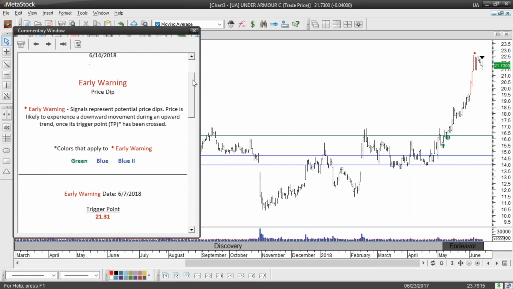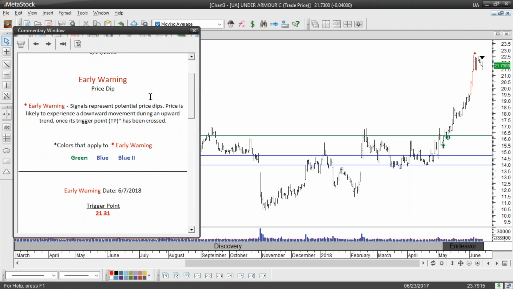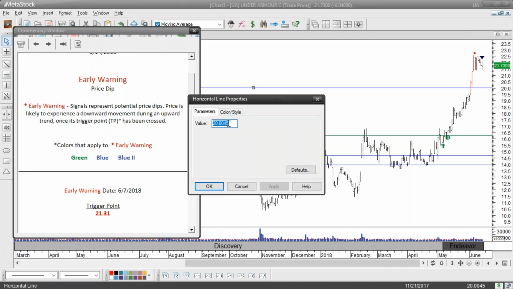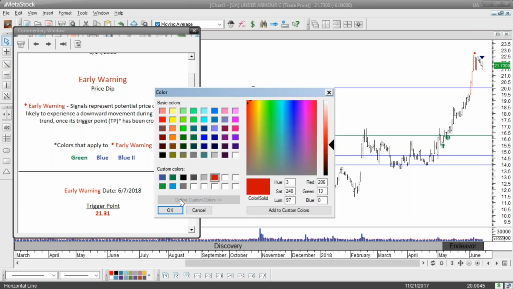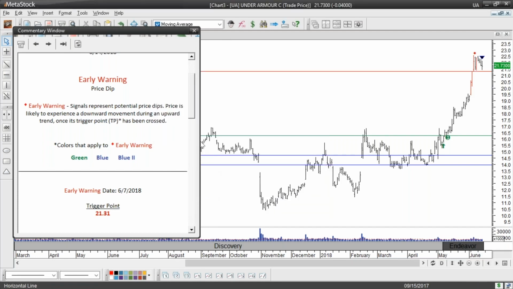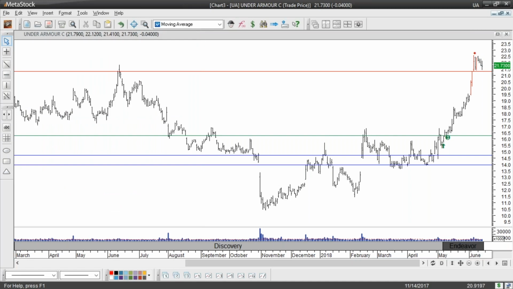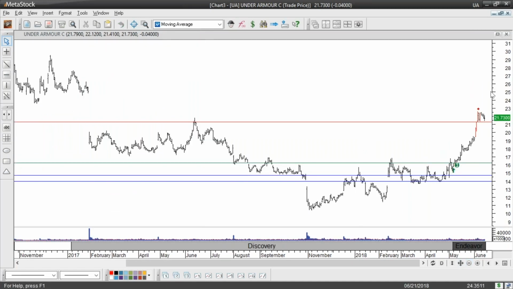We already went over the definition of it before, but in layman's terms, it means price dip, potential price dip. Our trigger point is 21.31. Let's mark that on the chart. 21.31. We'll make this red. And that's what we're looking for. I'm going to stay in this trade until price either continues to move up, or if it crosses our trigger point for early warning, I'm going to sell out.